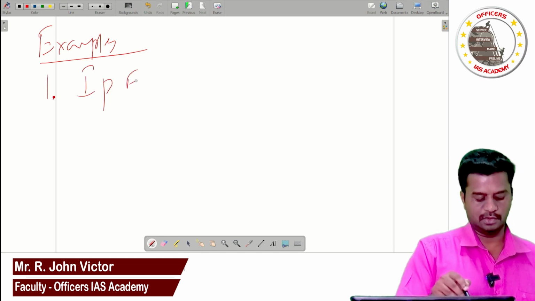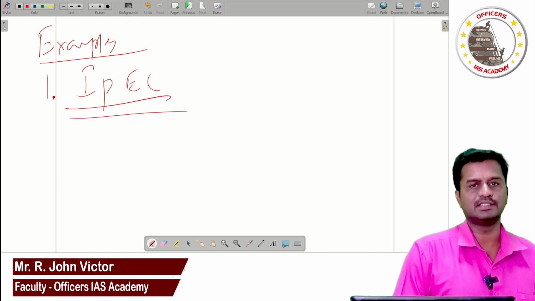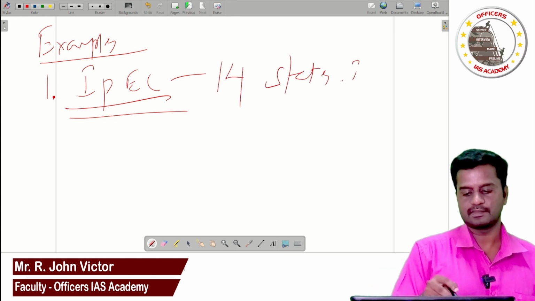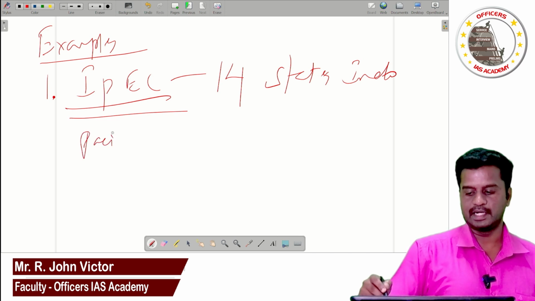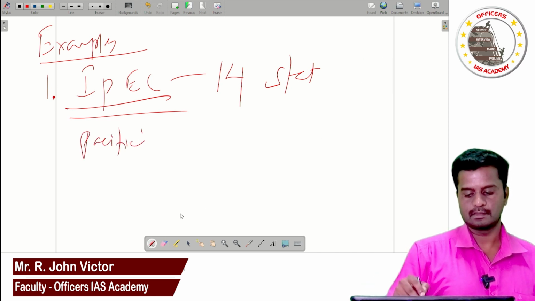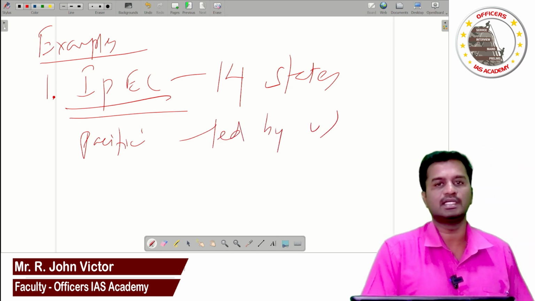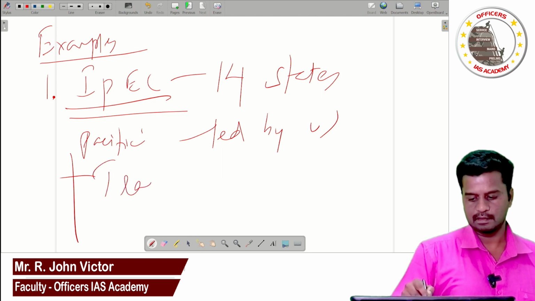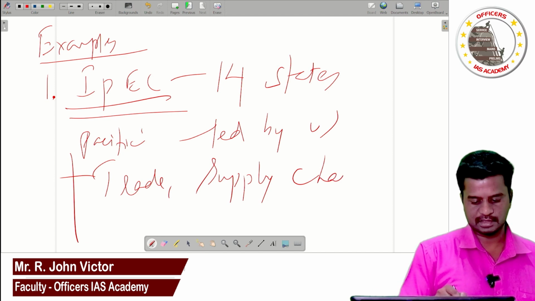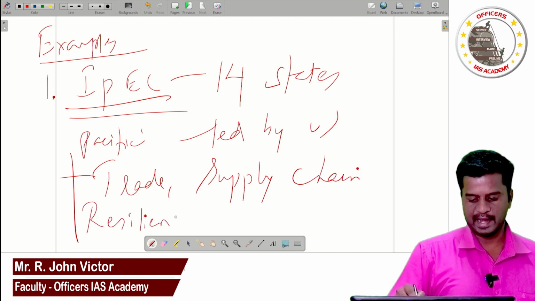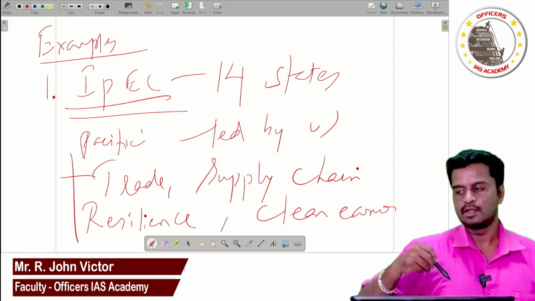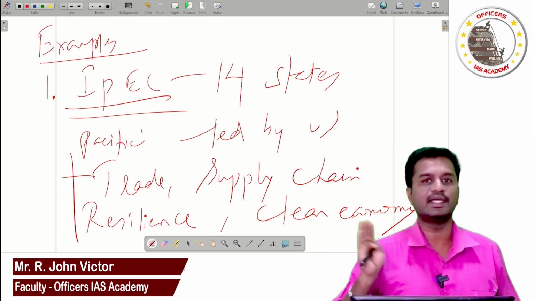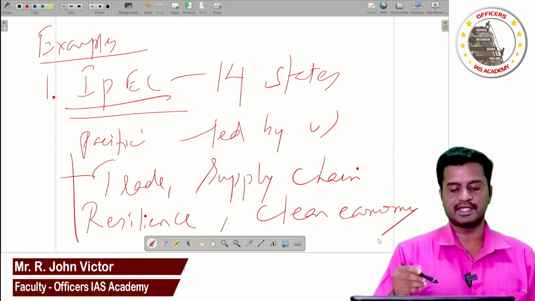IPEF, Indo-Pacific Economic Framework. IPEF is a partnership of 14 states in the Indo-Pacific, led by the US. India is a member in IPEF. Some of the important areas of focus in IPEF are trade, supply chain resilience, and clean economy. Okay. Under IPEF, India is working with the leader of the West, US. Now we are checking China's spheres of influence in the Indo-Pacific region.